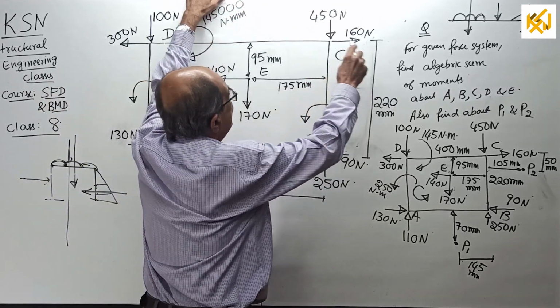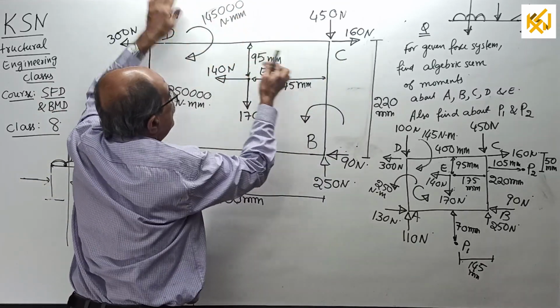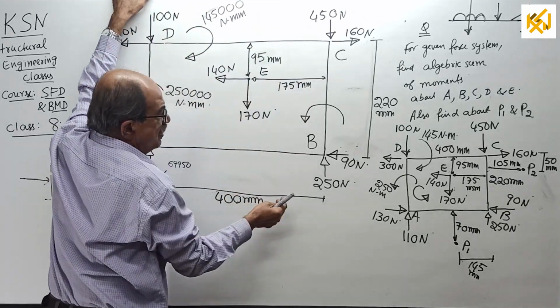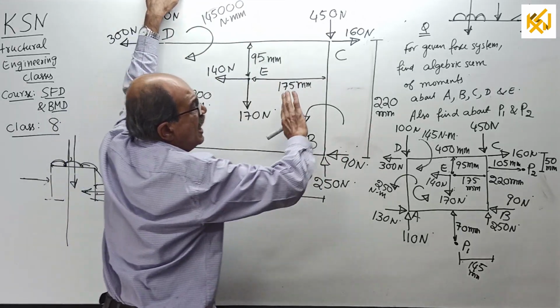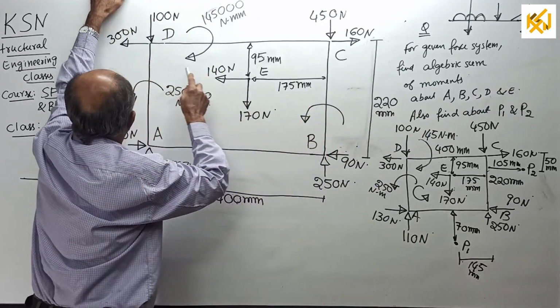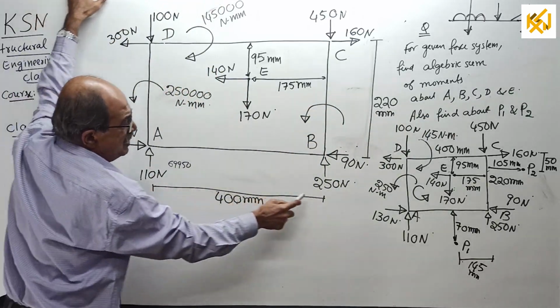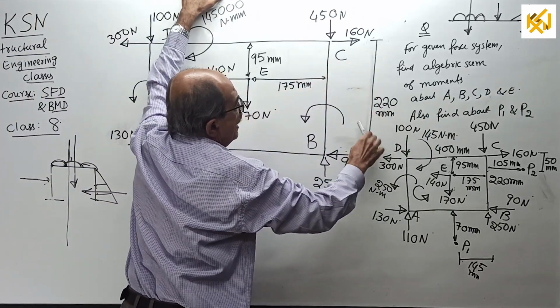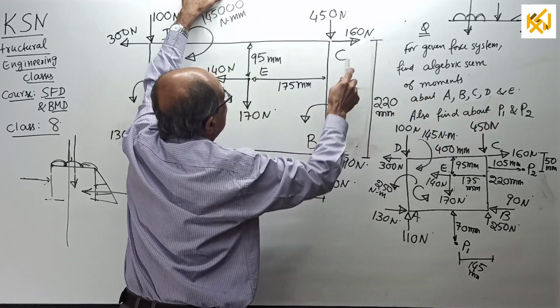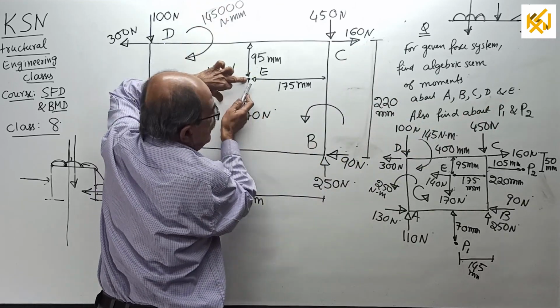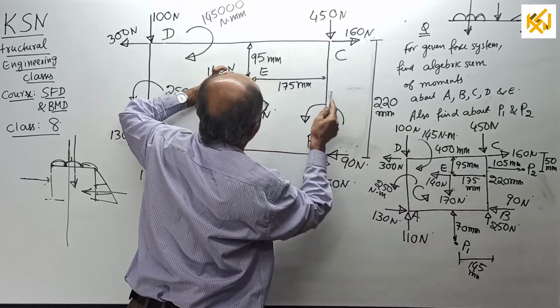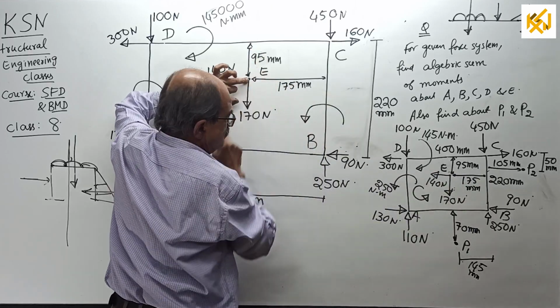Start now. See, I put the sketch here: A, B, C, D, E. Points P1, P2 I will mark after I remove this one. See the distances. This is 400 millimeter. This is 220. I have to shift this a little to that side. I will shift later. 220. A point is there here. See, 175 from here and 95 down.